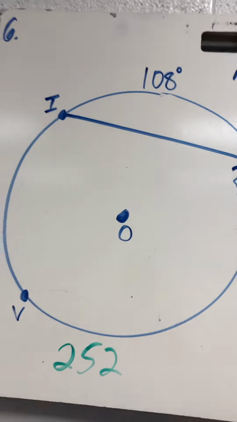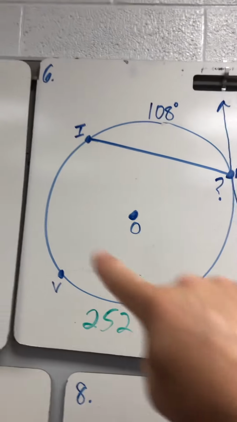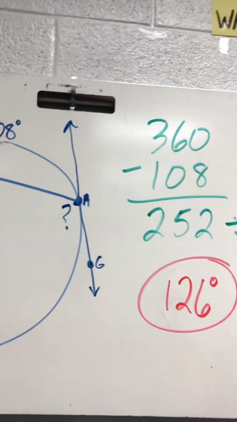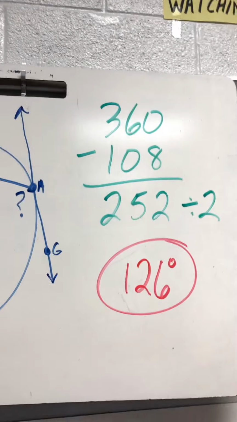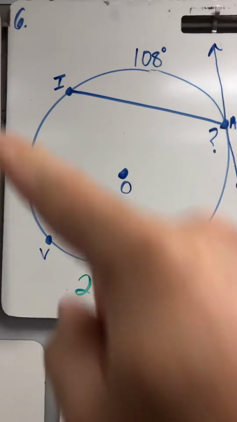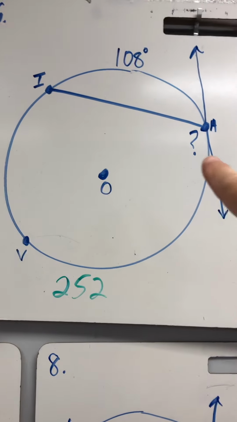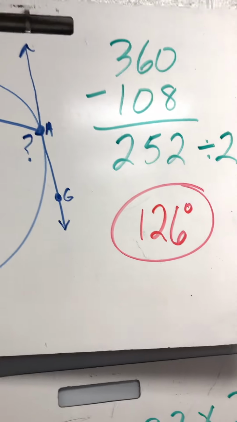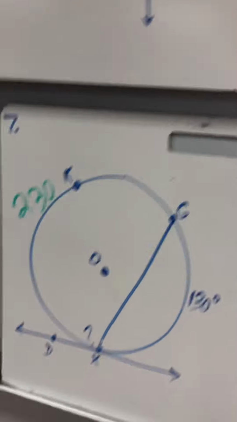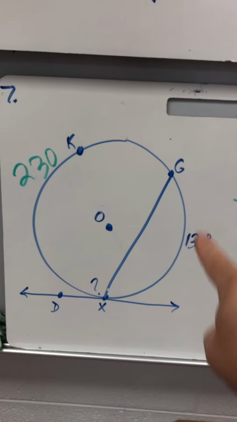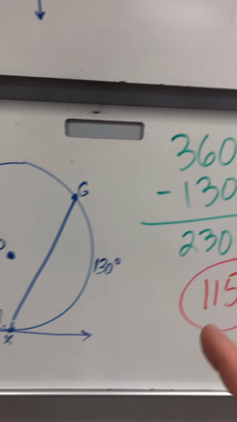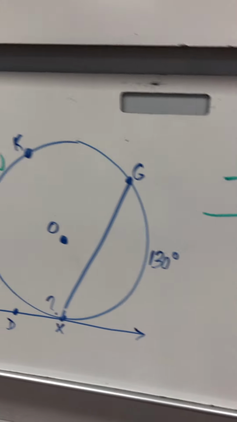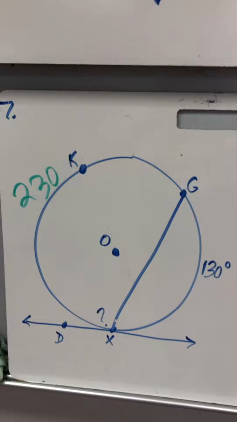Over here, if all the way around is 360 and this piece is 108, don't I do 360 minus 108 to get 252? Okay, so 252 divided by 2 gives me the angle, 26. Okay. Same thing over here. All the way around is 360 minus 130, and I divide by 2 to get 115. That's the angle. Okay.